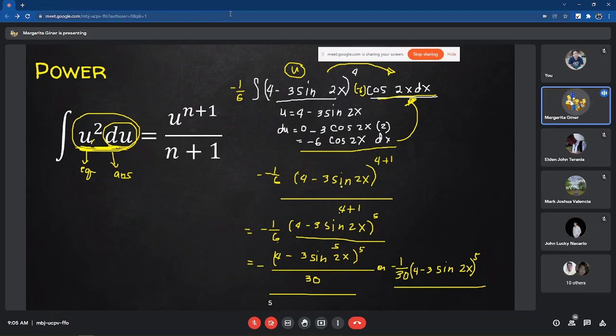Now, ang pamangkot sa final answer nga, wala na cosine, because hindi mo naman siya kinanglan. Kay based sa formula, u lang man daw ang imo isabat. Kaya ang u mo is 4 minus 3 sine 2x, diba? Okay, and then erase mo siya sa n plus 1. So, 4 plus 1 kay 4 imo exponent. Okay? And then divide mo siya sa ano.